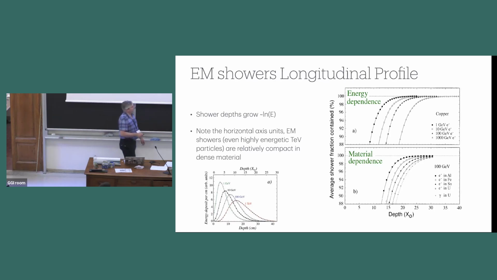And so, because of the logarithmic dependence, even things that are pretty large energy, let's say if you go from 1 GeV all the way up to 1 TeV, the depth that the shower goes is only on the order of 20 to 40 centimeters, right? So it's still relatively compact compared to other processes. And there's some material dependence, but it depends on how dense the material is, et cetera, how strong the electric charge is.